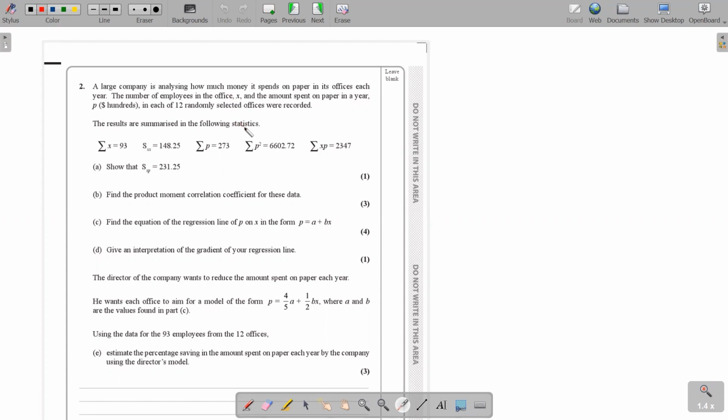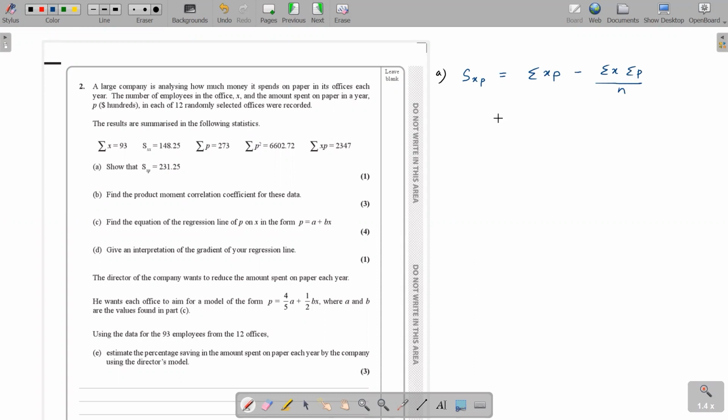The results are summarized in the following statistics. So they've told you the results. Sigma X is given. So they've given you these summary statistics. They're asking you to show that SXP is equal to this value. How do I get that value? The formula for SXP would be sigma XP minus sigma X sigma P over N, isn't it?